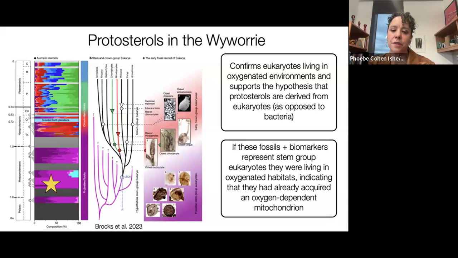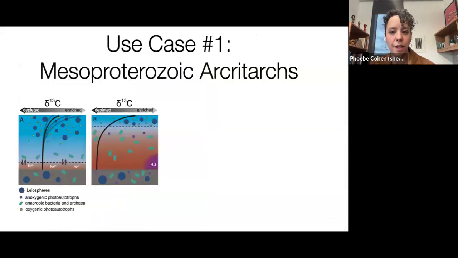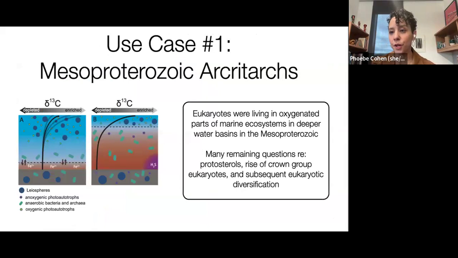So if these fossils and biomarkers represent stem group eukaryotes that were living in oxygenated habitats, it does indicate that they had already acquired an oxygen-dependent mitochondrion. They were certainly oxygen-tolerant lineages. It doesn't tell us if they were in the official crown or not, but I think it gives us important information that we didn't have before about what Mesoproterozoic acritarchs, at least in this basin, were doing. And this is also a deeper water basin. This is not super shallow. So that's another interesting thing to think about in terms of our ideas about where eukaryotes were living.